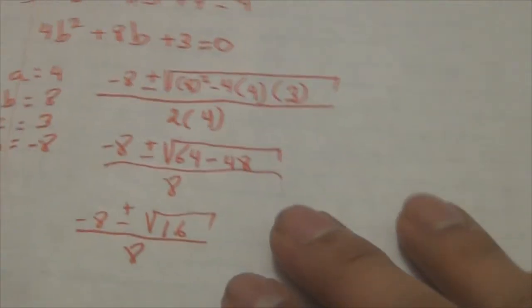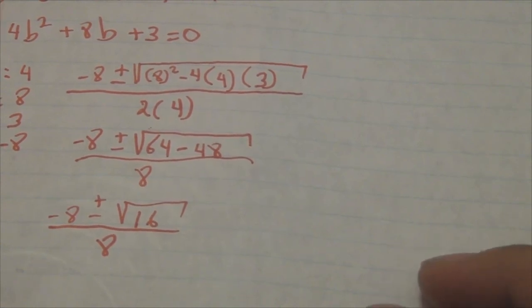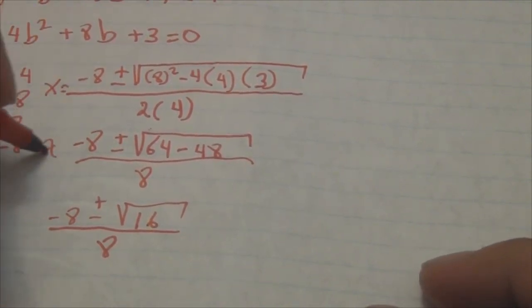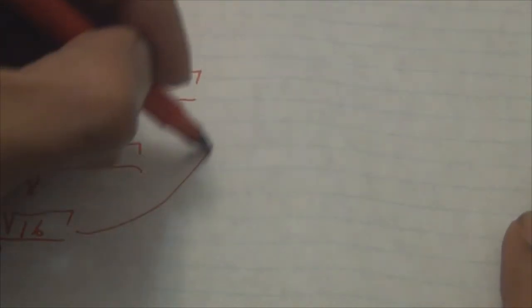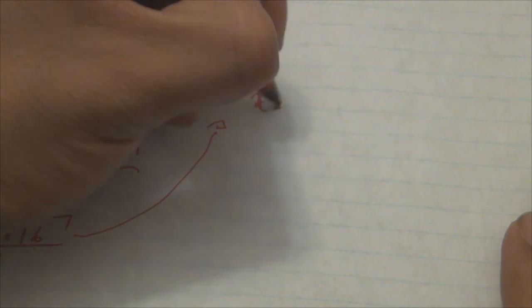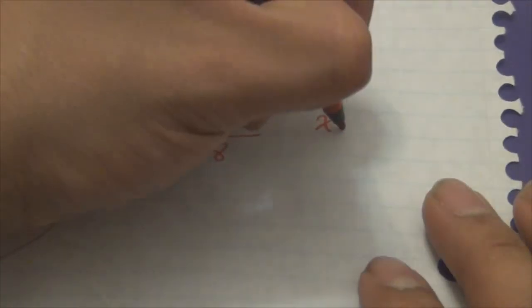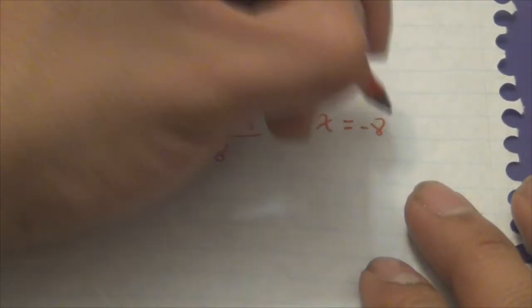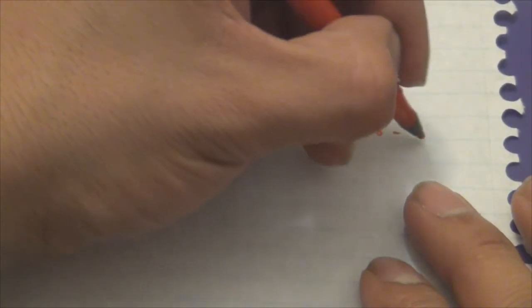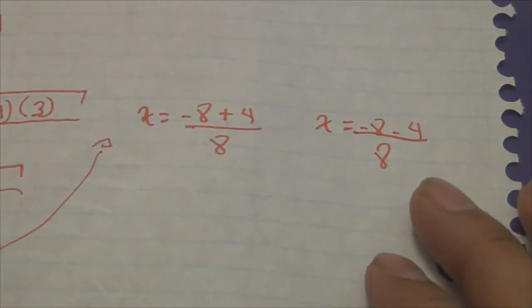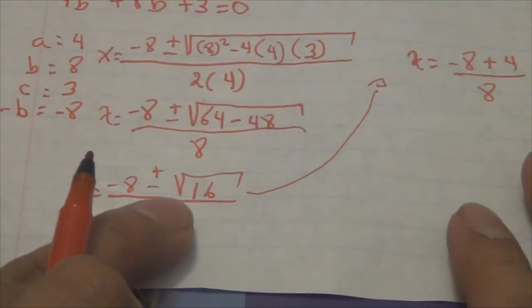Over 8. And now I'm going to write, remember, I keep on forgetting this. You should not forget it. X equals, okay? So now let's see. I have two roots here, so I'm going to go over here. X equals negative 8 plus 4 over 8, and x equals negative 8 minus 4 over 8. That's the plus or minus. The square root of 16 is 4.